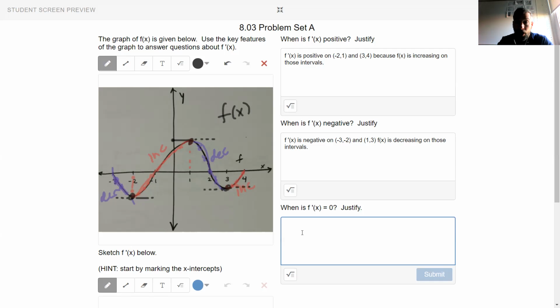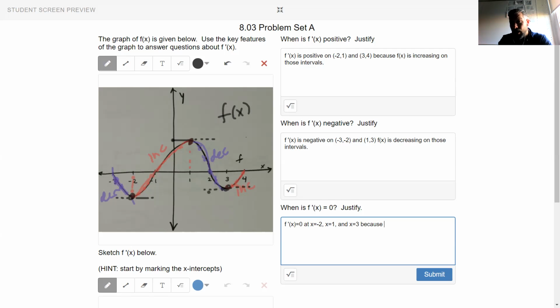So now this time I don't want to use interval notation because it's happening at an instant. So it's happening at x equals -2, x equals 1 and x equals 3. And how do I know that? How do I know that again? Because what's happening to f of x there?